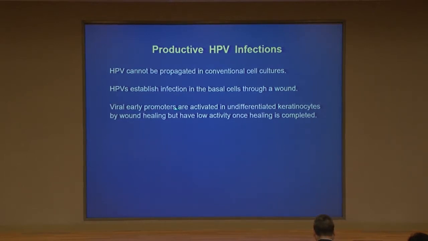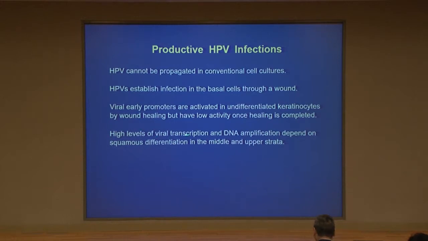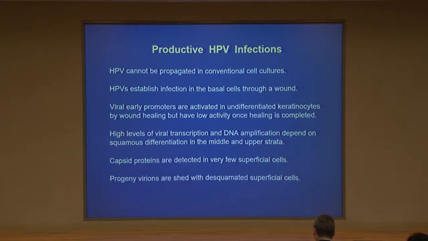The viral early promoters are activated in the undifferentiated keratinocyte upon gaining entry into the basal cell. But once the wound healing is over, the promoter is shut down. So the virus is maintained at very low copy number. High-level viral transcription and DNA amplification only happen during cell differentiation in the mid and upper strata. The capsid protein is only produced, and detected, in very few cells in the superficial layers. And then the progeny virus is shed with the dead skin.